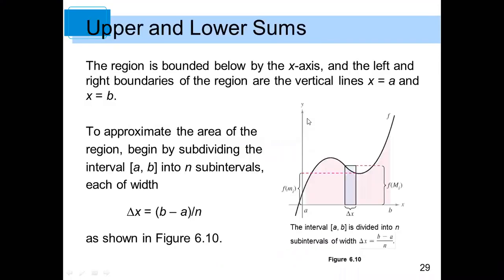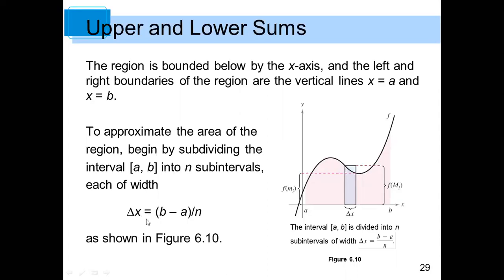The region is bounded below by the x-axis, and the left and right boundaries of the region are the vertical lines x equals a and x equals b. To approximate the area of the region, begin by subdividing the interval a to b into n subintervals, each of which has width delta x equals b minus a divided by n.